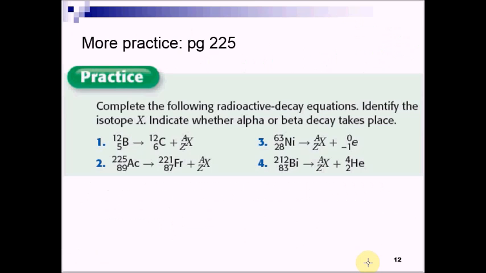Okay, so I would just pause it here and try these on your own. You're just trying to fill in what the A, X, and Z are. Of course, the A and Z should be numbers, X should be some letters for whatever element it is, and then write if it is alpha or beta. So pause it, take a second to try those on your own, and then I'll put up the answers.